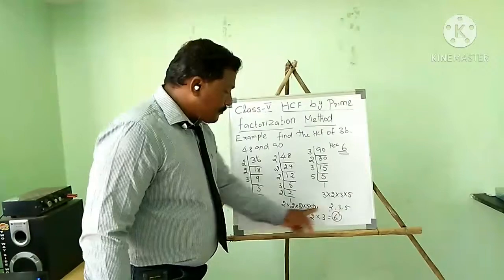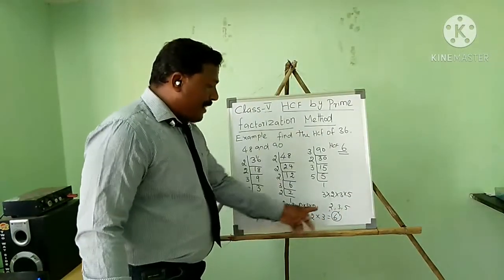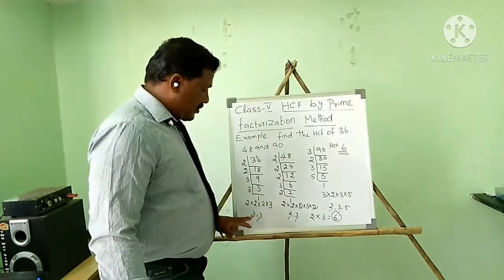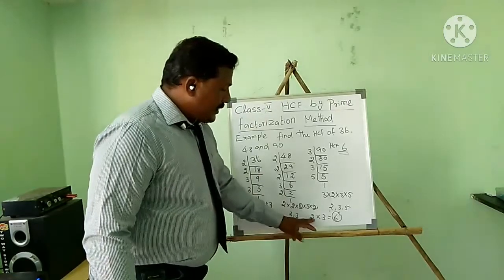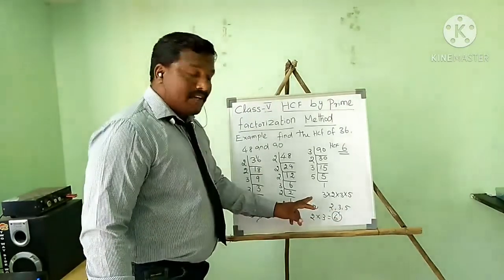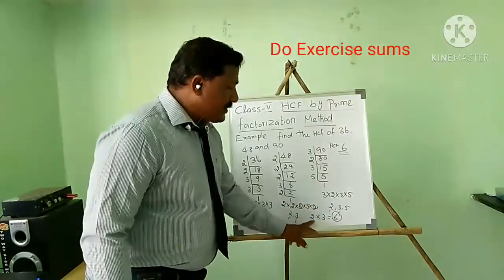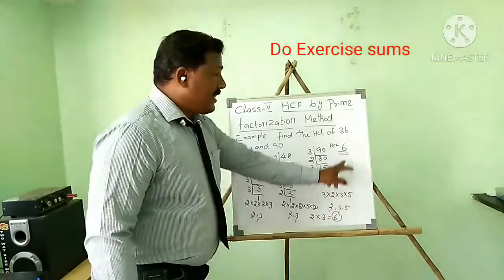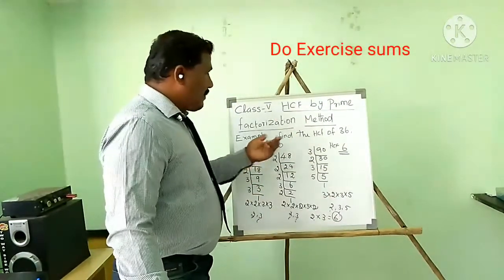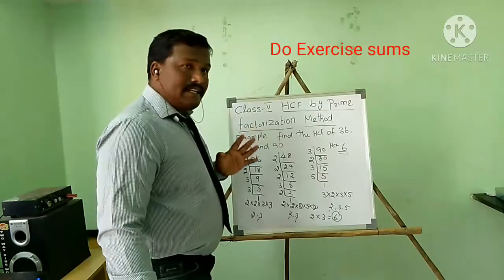Now we have to check these 3 factors, which is the common factor. So 2 3 here, 2 3 here, and here also 2 3. This is the common factor. If you multiply 2 into 3, 6. So 6 is the highest common factor of these numbers 36, 48 and 90. Okay.